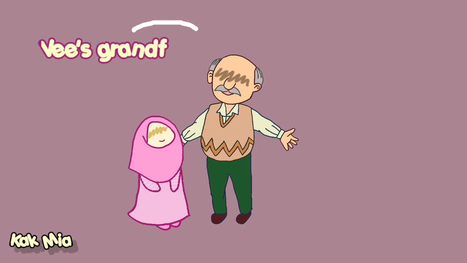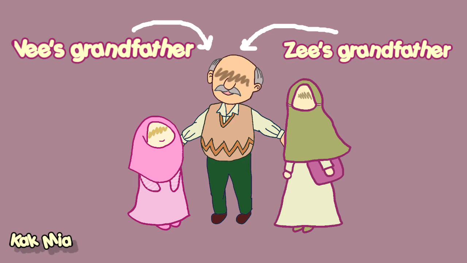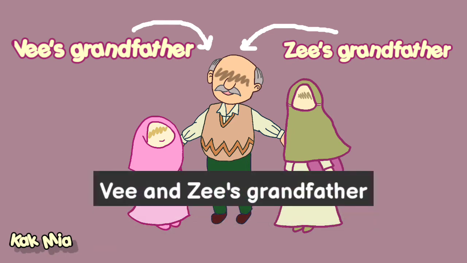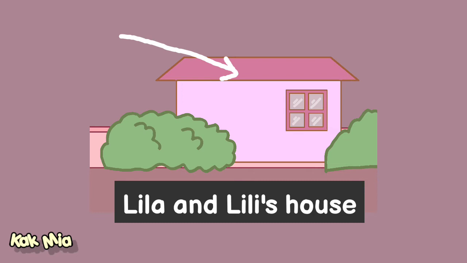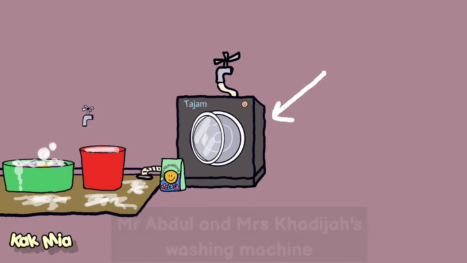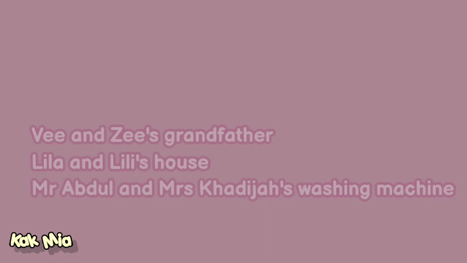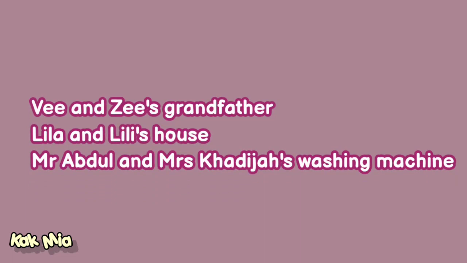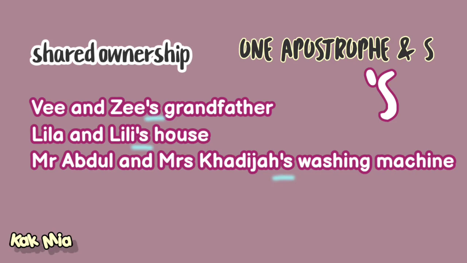This is V's grandfather. He's also this one's grandfather. So we can say that he is V and Z's grandfather. This is Lila and Lily's house. It is Mr. Abdul and Mrs. Khadija's washing machine. Look at these possessive nouns. They express shared ownership. To show shared ownership, we just need to add one apostrophe and s.